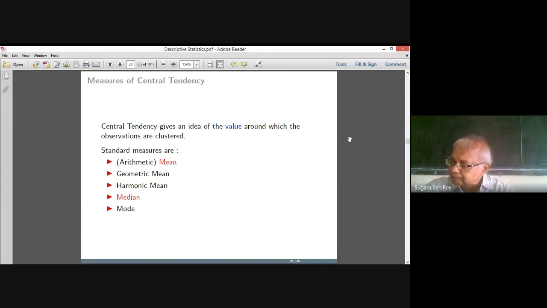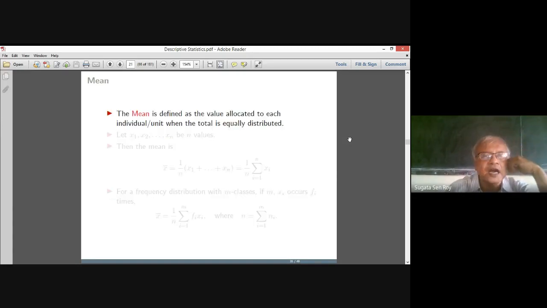Any idea what the mean and the median are? In general parlance, when you talk about average, we always think in terms of the mean. In statistical language, you call it the arithmetic mean, but we'll always call it the mean otherwise, or even the simpler term, average. So it's the average that we will be looking at.